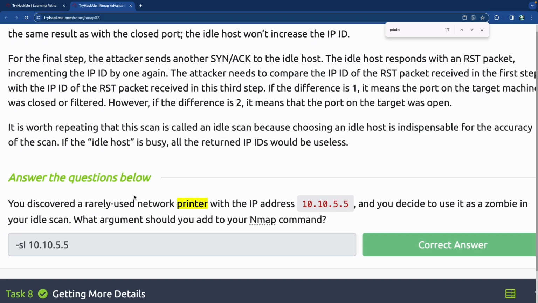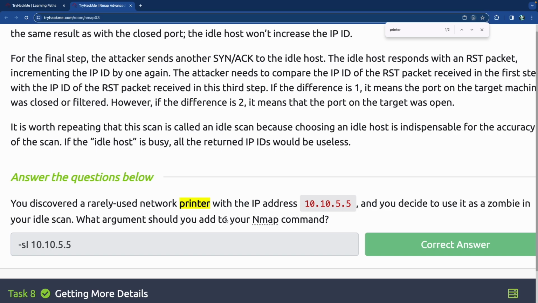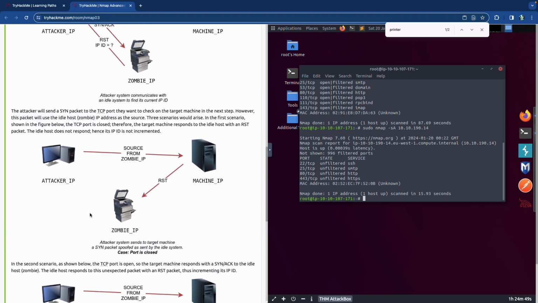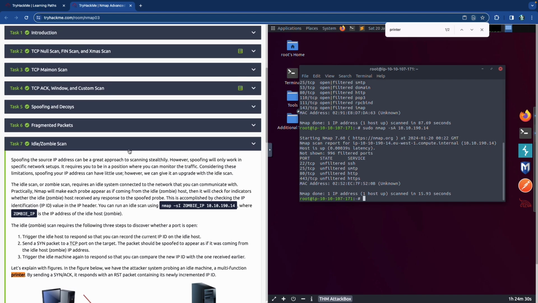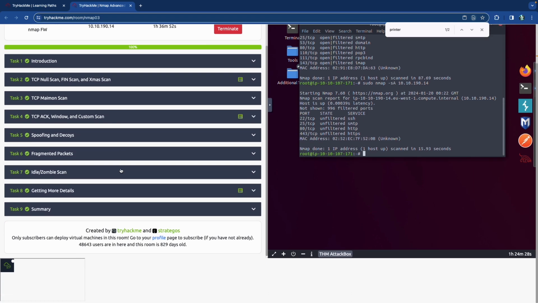So you discovered a rarely used network printer with this IP address, and you decide to use it as a zombie in your scan. What argument would you add to Nmap? And so it's going to be -sI, I believe that's what it is, right? Yeah, -sI is the option to give yourself a zombie IP. I stands for idle, right? So that's the best way to remember this. If you do Nmap -sI, you're using an idle IP address. And that's how you would remember that if you wanted to memorize all these things.